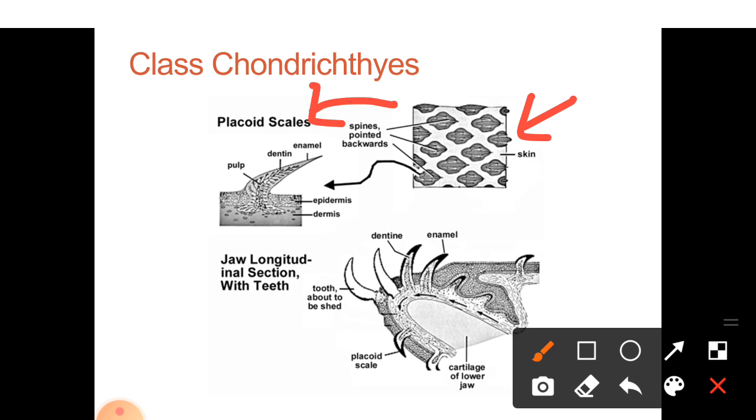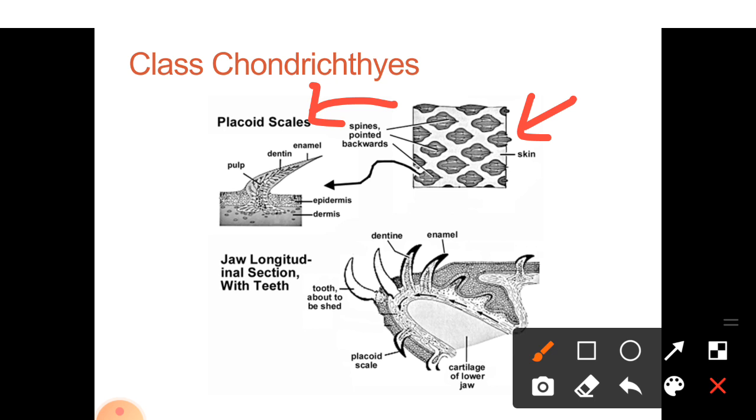The placoid scales cannot grow in size, but rather more scales are added as a fish increases in size. Okay, so each placoid scale on the skin doesn't increase in size, but the number of scales increases. They do not grow in size, but their number increases.